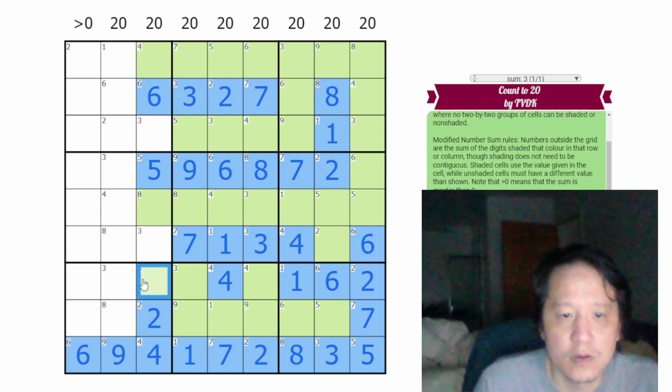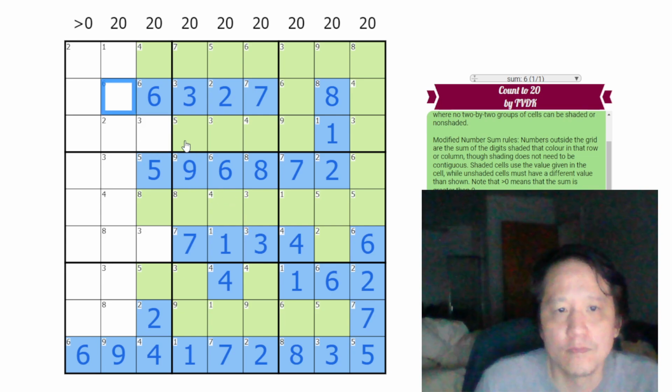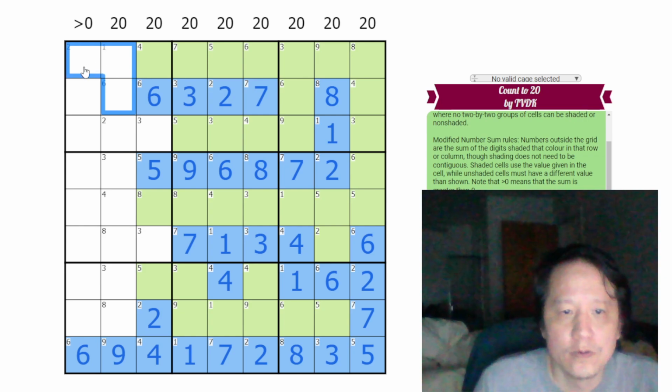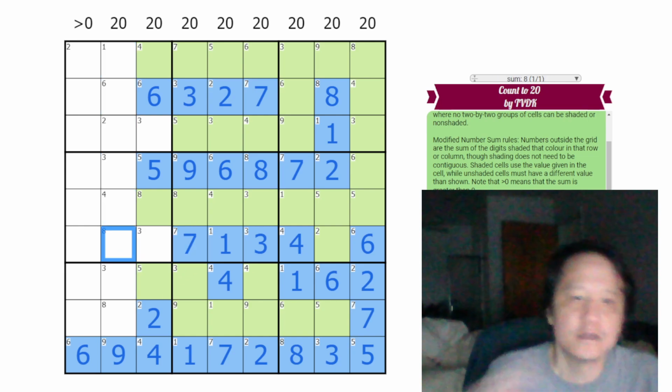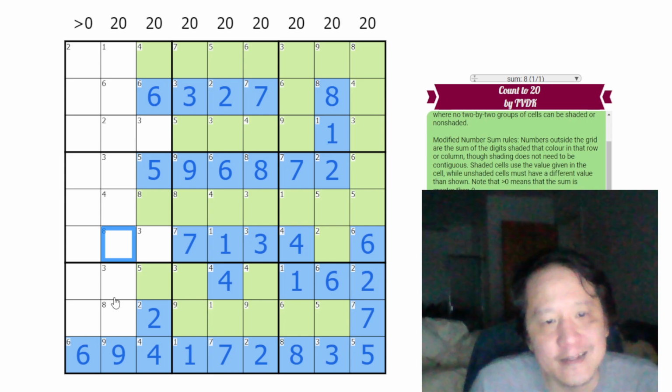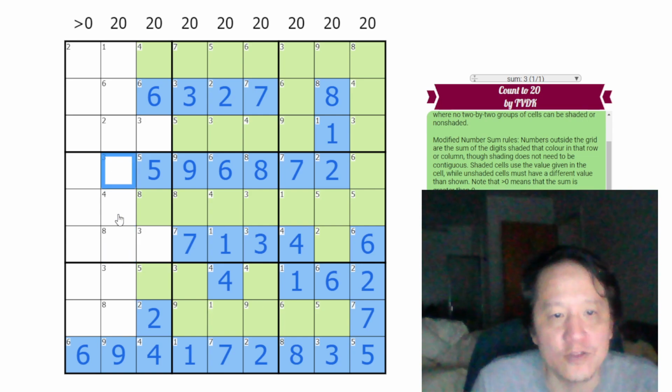Okay. So one of these two is shaded. We don't know which. Right, it could be this one. It could also not be that one. We don't know anything else about this. Okay, so this has to add up to 11 of shaded, right? So it could be 8, 2, 1, potentially 8, 3.